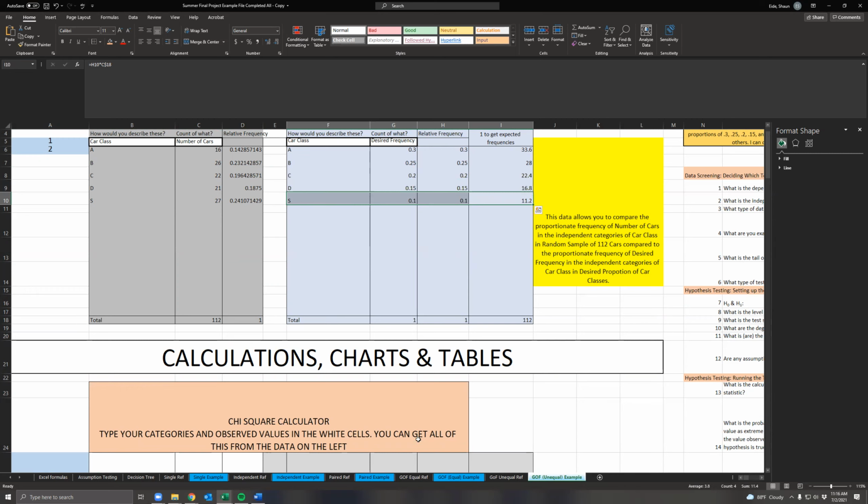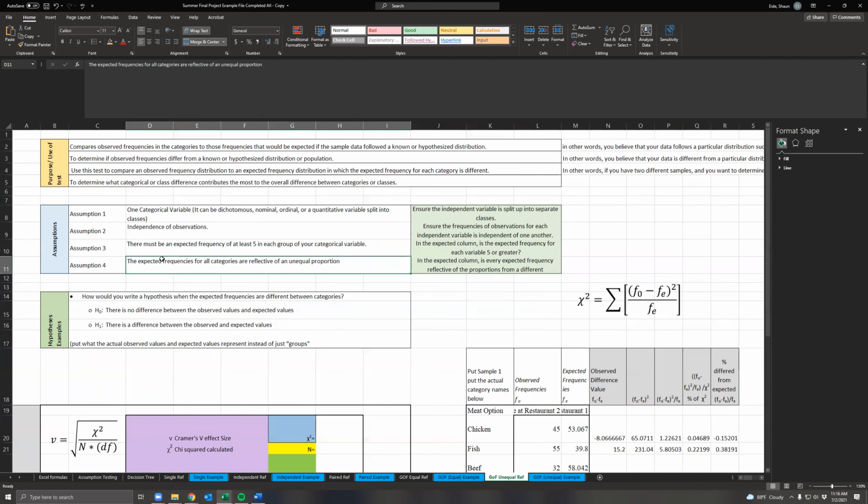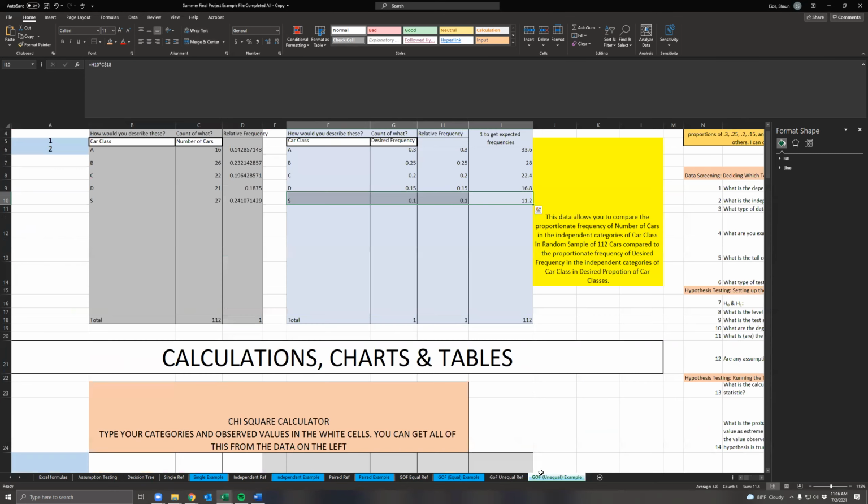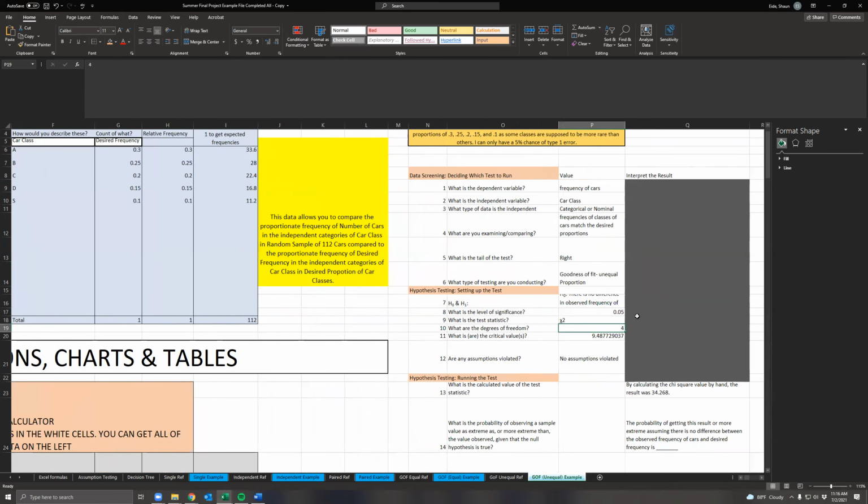So we are good to go there. Next, assumption 4: the expected frequencies for all categories are reflective of unequal proportions. In other words, they're reflective of something else, and these all have to be unequal. So this is unequal, so we are good to go. There are no violations of assumptions, so we can keep on going with our test. If there was a violation of assumption, we should really look at possibly conducting a different test.